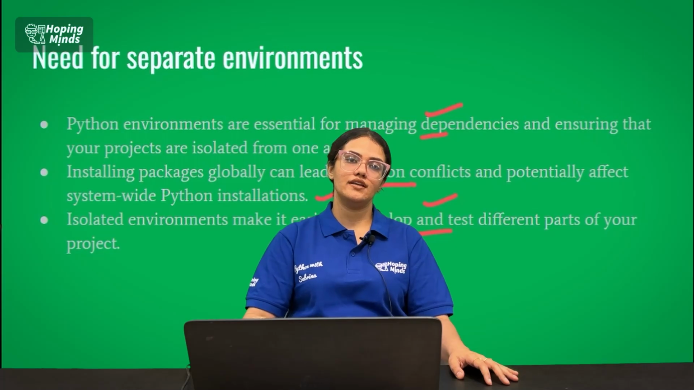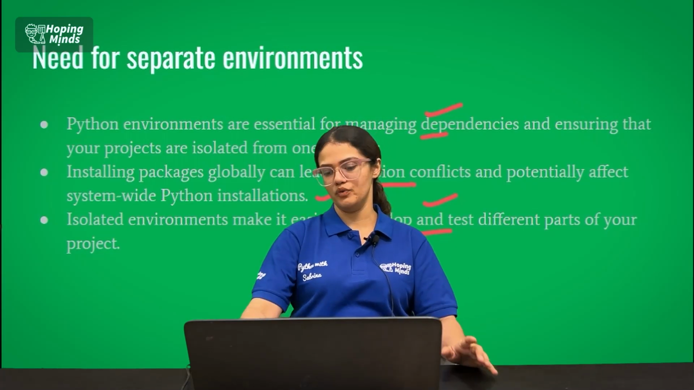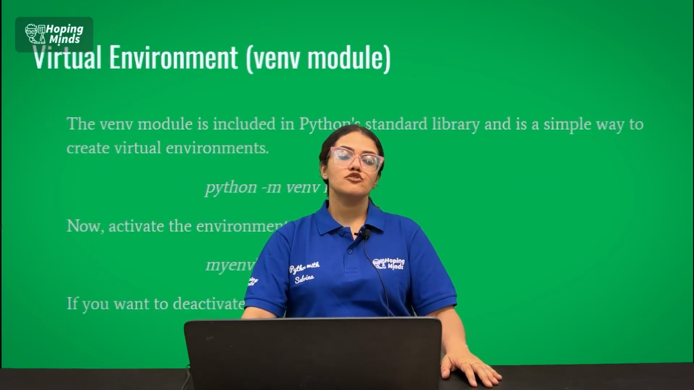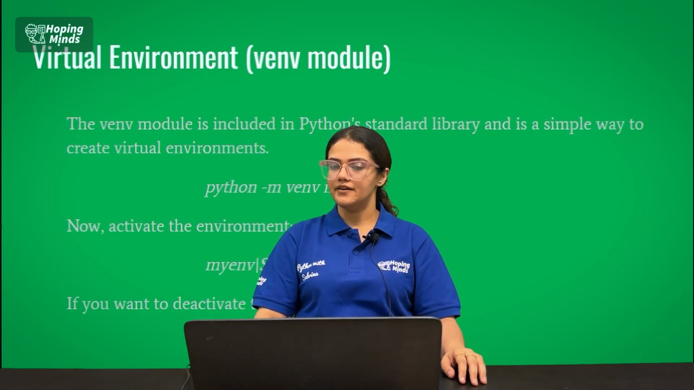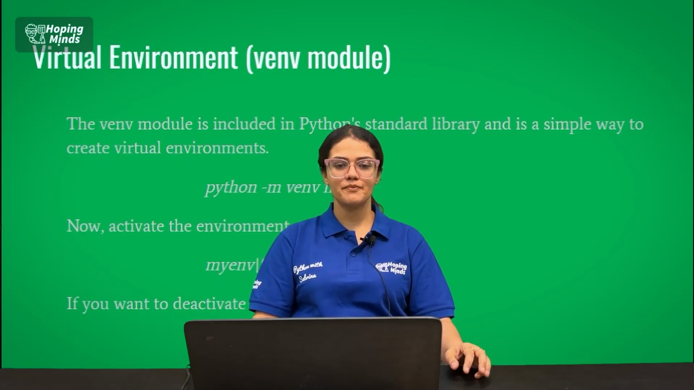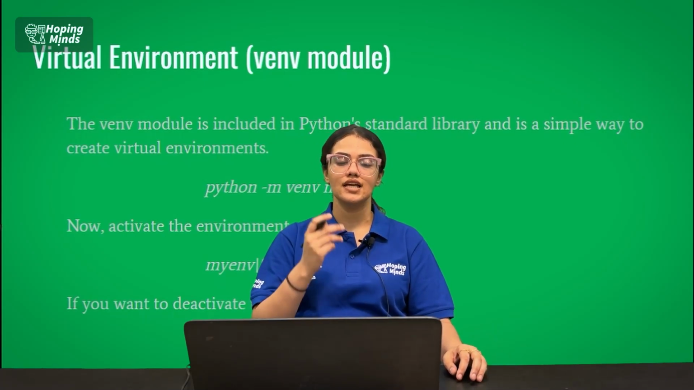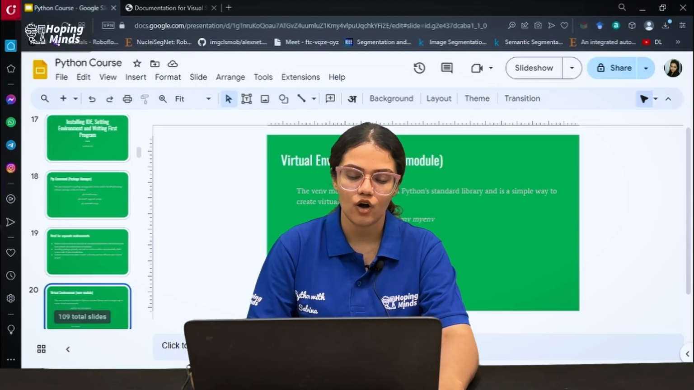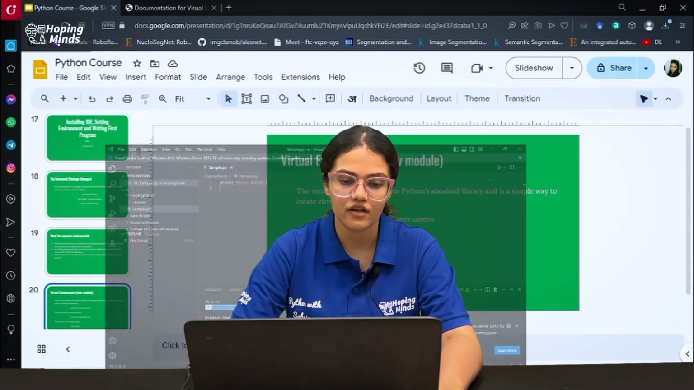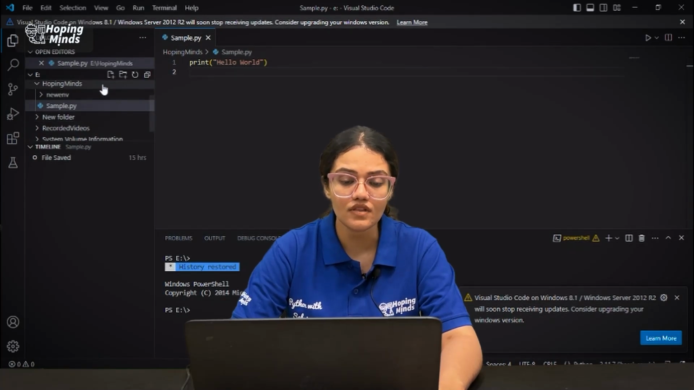And how do you make environments for your Python projects? Now we will see. So students, we have three ways to do it. Again, I'll let you know what my personal favorite is, but for now we will do this first way, how to create a separate environment. Now I'll come back to my Visual Studio Code. Here in Visual Studio Code, students, I have created my separate folder, which is Hopping Minds, and under it I already have an environment created.